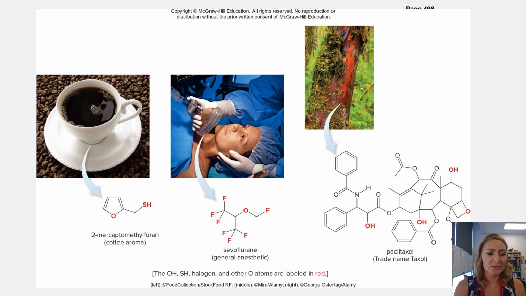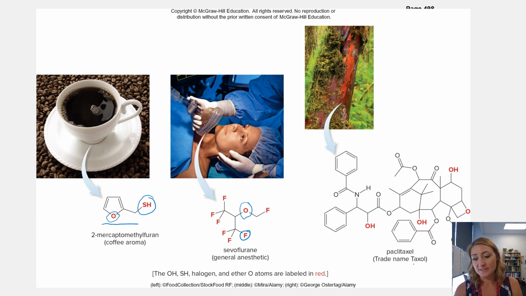This first one is 2-mercaptomethylfuran, which is harder to say than it is to draw, and that's responsible for the aroma of coffee. Notice that it has both an ether and a sulfhydryl, so it has that thiol group as well as an ether. Sevoflurane is a common anesthetic that's used. It's an alkyl halide. Notice all the fluorines on there, the halogens, as well as it has an ether functional group in there.